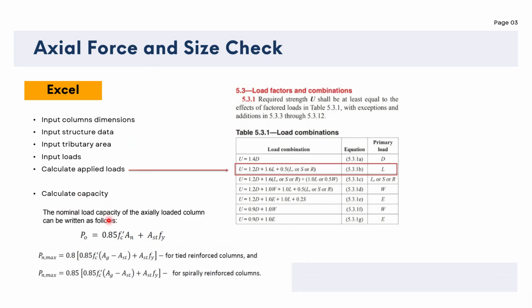And then the capacity of the column is calculated as follows: 0.85 f'c times (area of column minus area of steel) plus area of steel. Here for the area of steel, what could be done if we don't have a definition for the steel is that we can take it as 1% of the area of concrete. So area of steel, or rho steel, is 1% of the area of concrete.